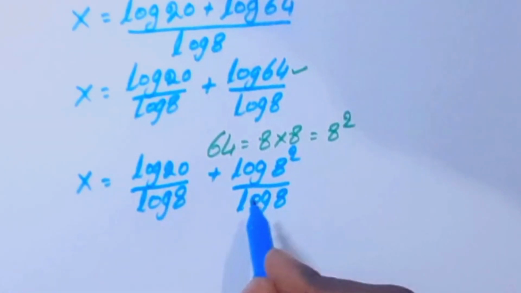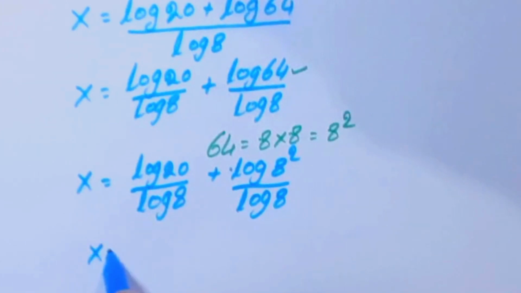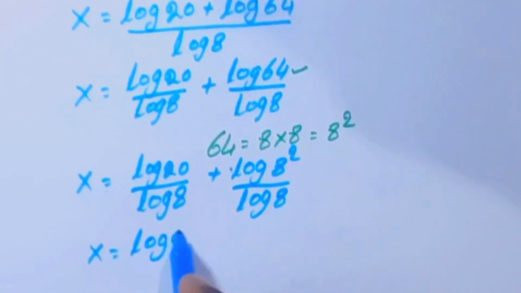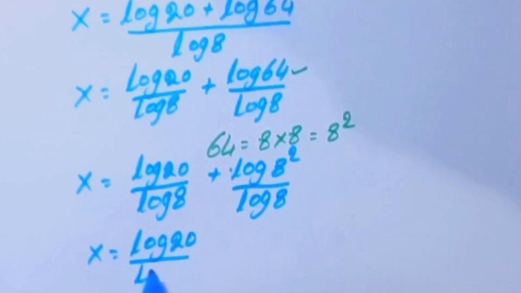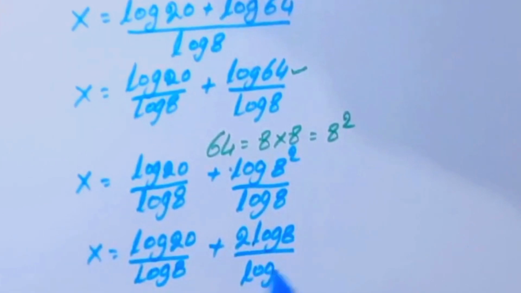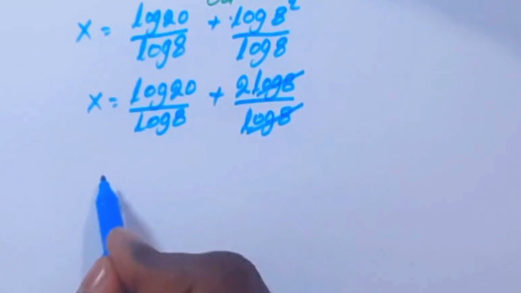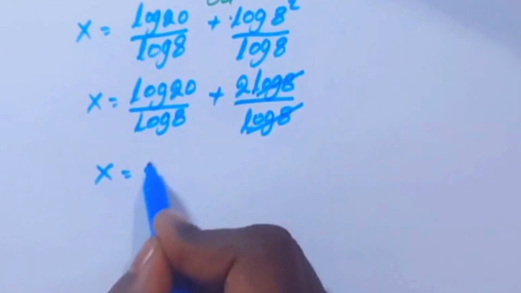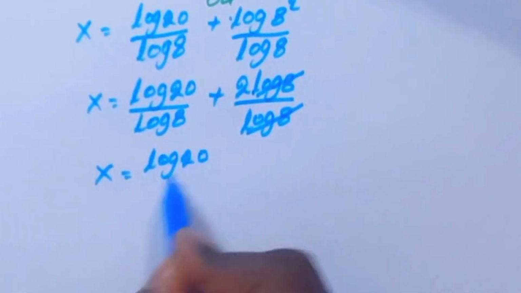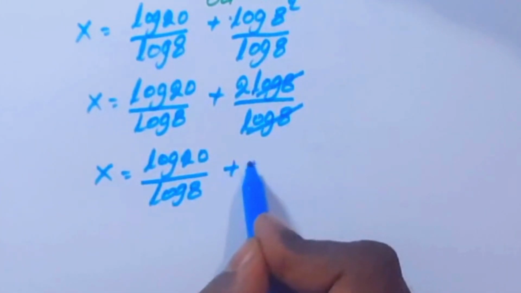You know that log power formula. So this 2 comes here. So x equal to log 20 by log 8 plus 2 log 8 by log 8. Now this log 8 cancels this log 8. So we have x equal to log 20 by log 8 plus 2.